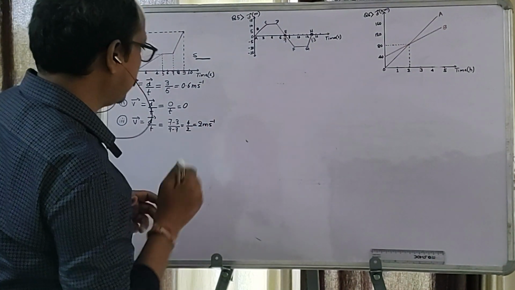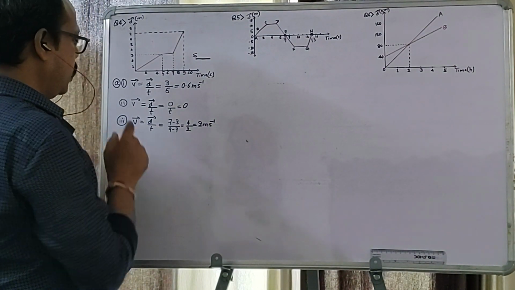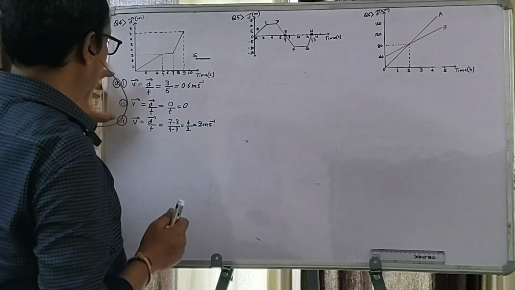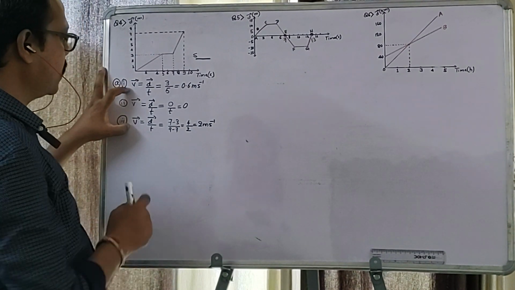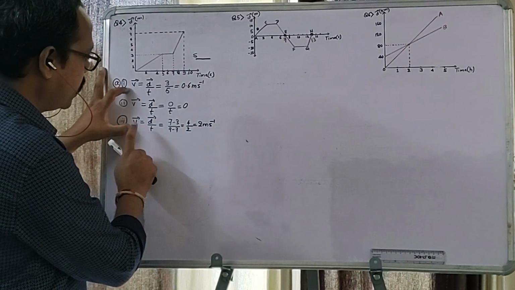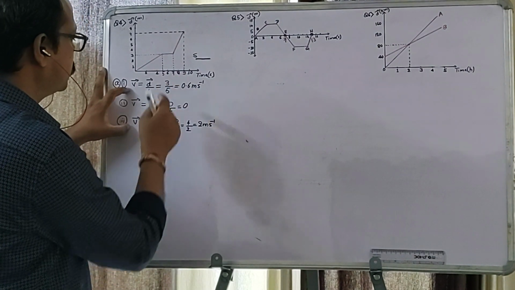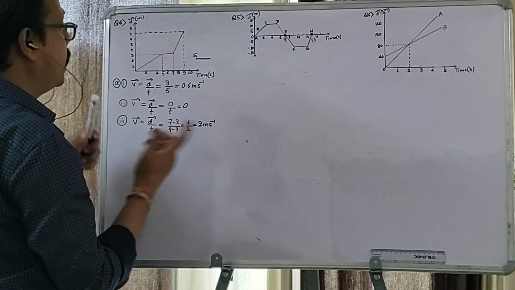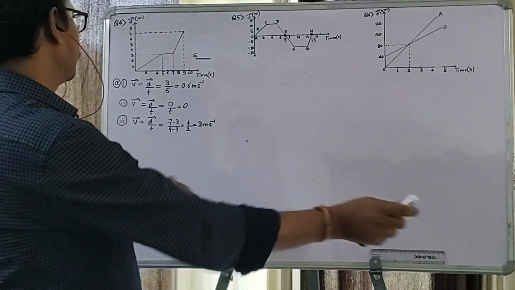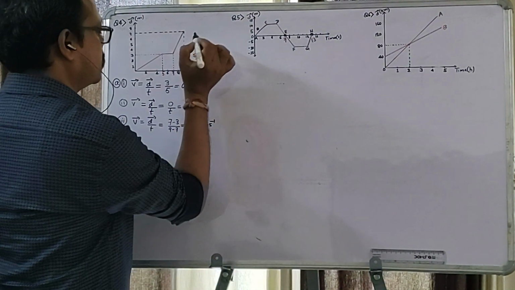One more thing I would like to add from my side. If you compare the velocity in part 1 and part 3, you will see that velocity in part 3 is more than that of part 1. Mathematically it is also true because the slope is higher in this case.